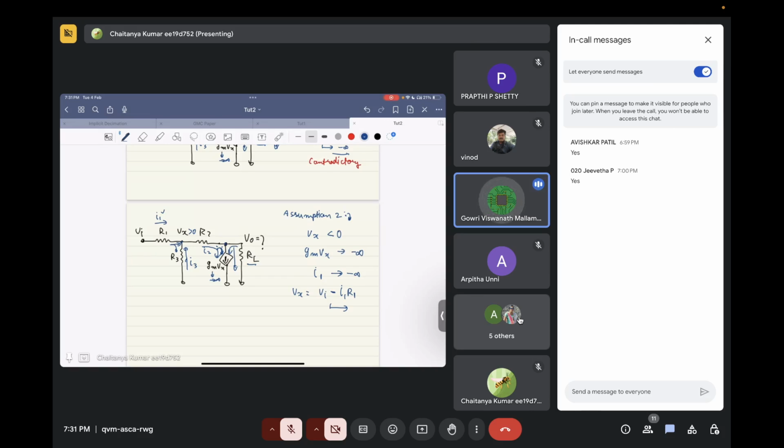Sir, is that minus into minus, plus infinity? Of course, a huge negative quantity times minus 1 will be a huge positive quantity, right? Yes, so it will tend to plus infinity. This is again contradictory, right? We assumed Vx to be less than 0, but we are seeing that Vx is equal to plus infinity. So this is also contradictory.